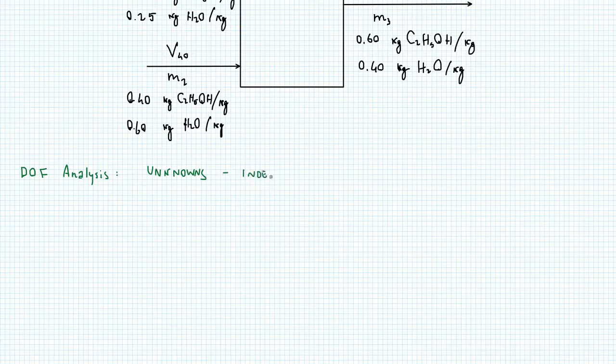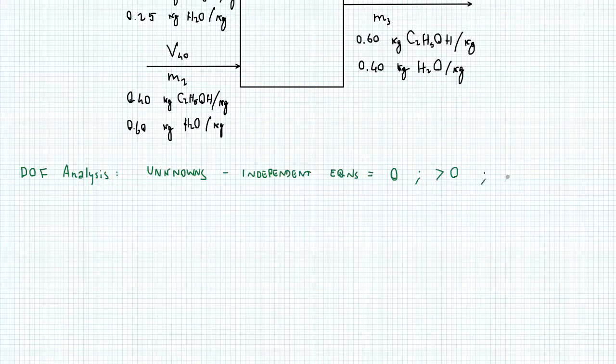If it's equal to 0, that means we can solve the problem. We have the same number of unknowns as the number of independent equations. But if it's larger than 0, we have more unknowns, which means the problem is underspecified. And if it's less than 0, then the problem is overspecified. And in both these cases, we can't really solve it. We're either missing some information or the problem is unsolvable.